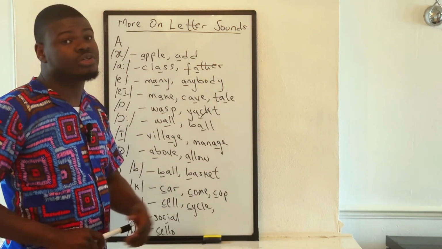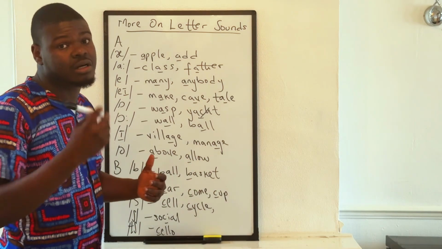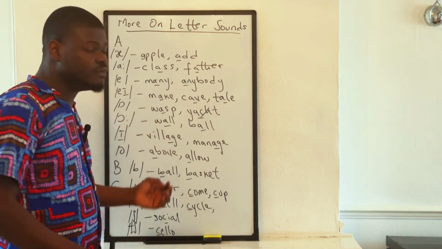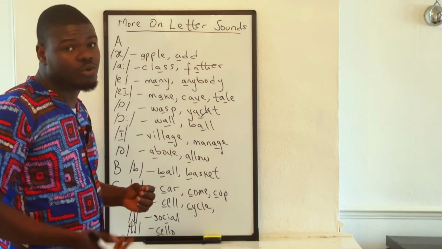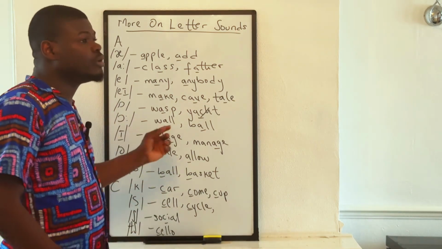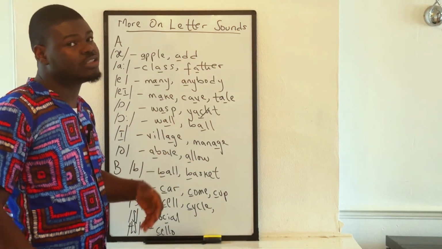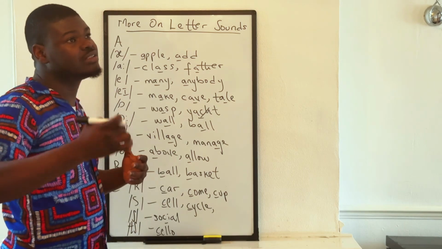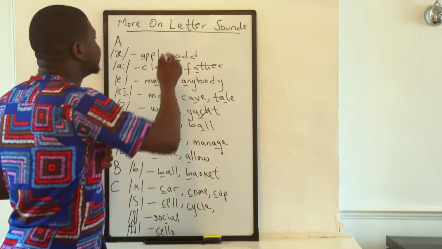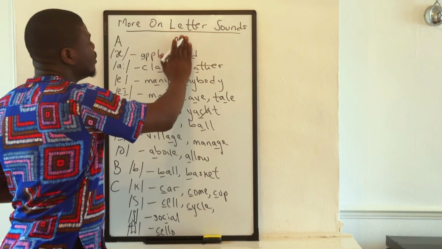Then the letter A can also give us the schwa sound, as in above, allow, ago. And take note of the word above. It's pronounced /əˈbʌv/, so it's stressed on the second syllable, and the second syllable contains what we call the vowel number 10. That's the V upside down, /ʌ/, so above.